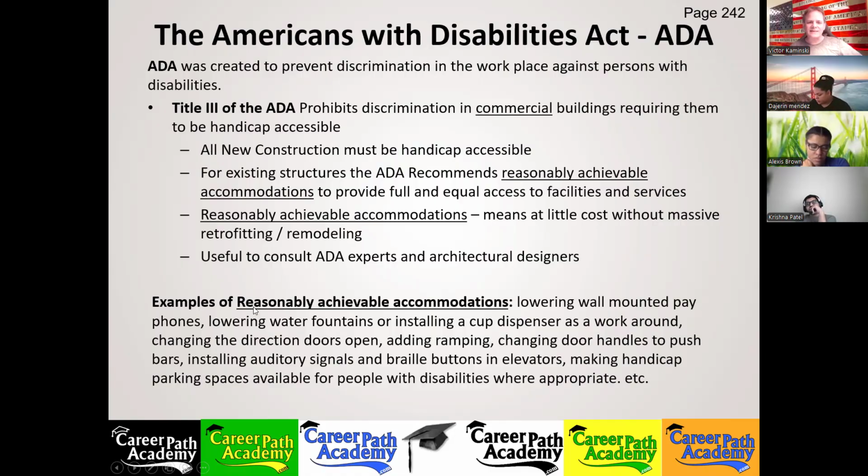Examples of reasonably achievable accommodations could be lowering wall-mounted payphones, if you could find them still. Lowering water fountains or installing a cup dispenser instead as a workaround. Changing the direction in which doors open, adding ramping, changing doorknobs to push bars, or installing auditory signals and braille buttons in elevators. Making handicapped parking spaces available for people with disabilities where appropriate.